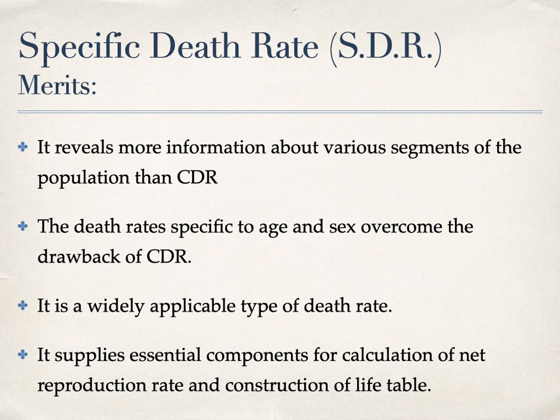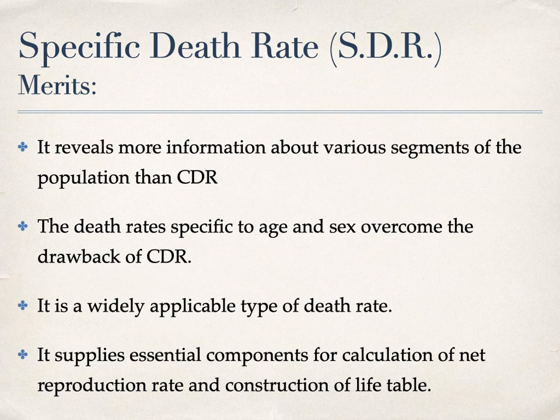So because of this, if we are not considering the age, we may lose a lot of information. When we come to the specific death rate, it reveals more information about the various segments of the population than CDR, because it divides the whole population into different age segments or into two segments as male and female. So it reveals more information about the various segments of the population when compared to the crude death rate.